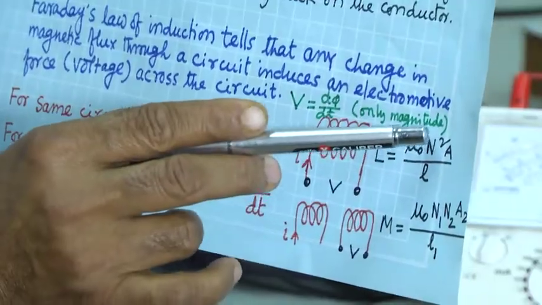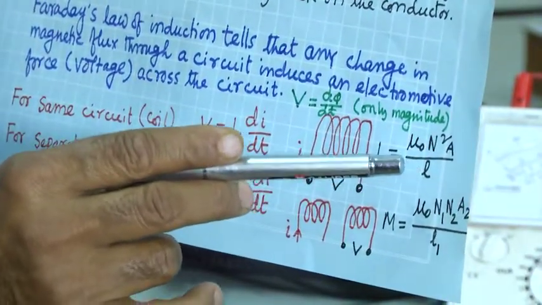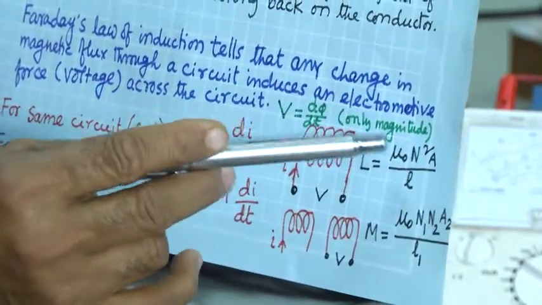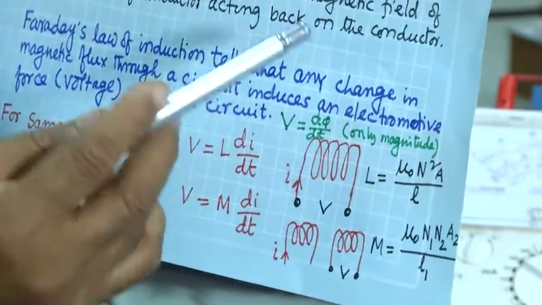So, basically n by l, if you write small n, that is the number of turns per unit length.